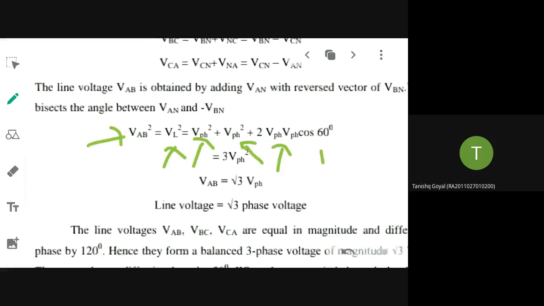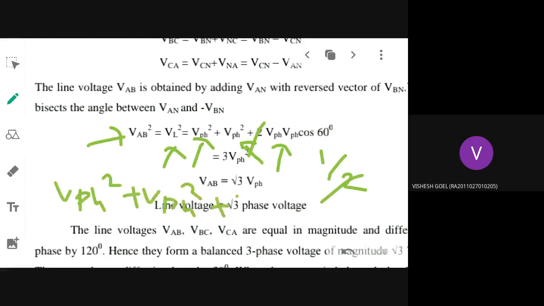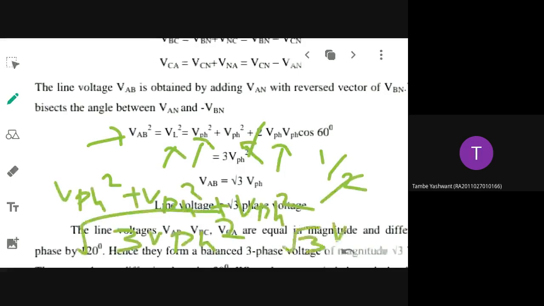Okay, 1 by 2. So that 2 will get cancelled. And here also you have V phase squared plus V phase squared plus V phase squared. So this is 3 V phase squared. If you take the square root, then it will be root 3 V phase. Yes or no? Yes, ma'am. Got it. Okay, that is how the derivation comes into effect. Have all understood this derivation? Again, I am telling you, this is an important concept. Whoever is silent, I want to know whether you understood or not. This is all being done for what type of connection?